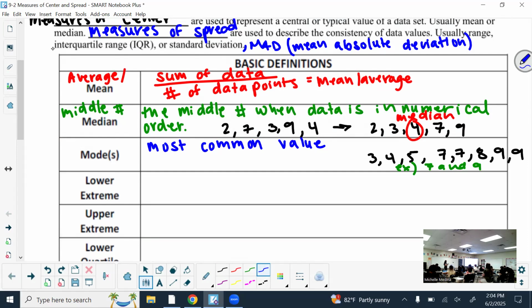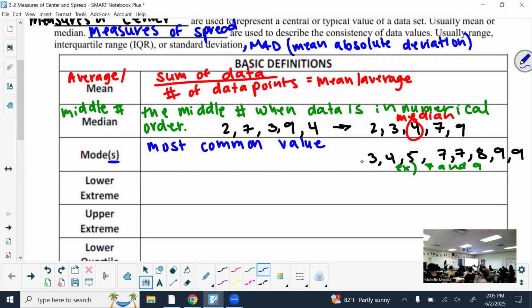Mode means the most common value in a data set. That's why there can be more than one. This little S in parentheses means it could be your mode or your modes. In this random data set I made, there's 2, because they both show up an equal amount of times.